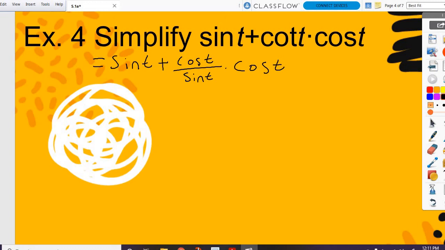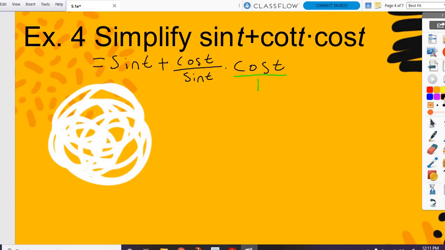So from there, notice that we have a fraction and we have multiplication. So how do we multiply a fraction by something else? Turn that one into a fraction. Yes, so that's technically over 1. And then what would we do?